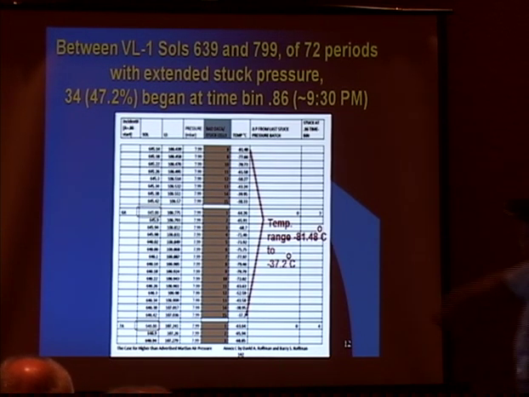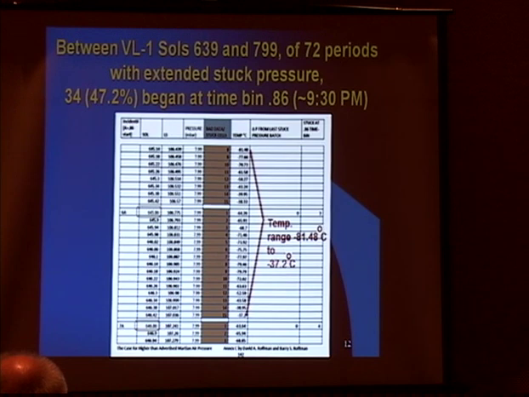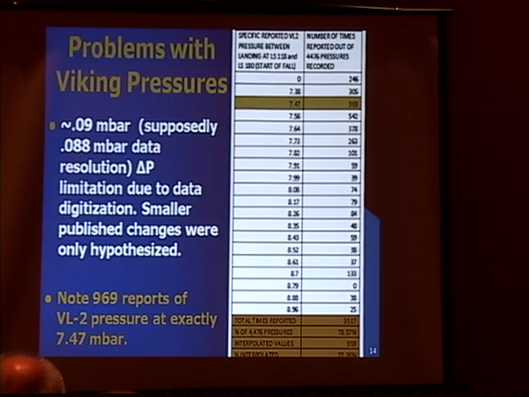Half the time, almost, that's when it got stuck. Here, the temperature range, minus 81.48 Celsius to minus 37.2 Celsius. No change in pressure. In this case, all 7.99 millibars. Go ahead. This David covered before, so I'm not going to repeat it again.